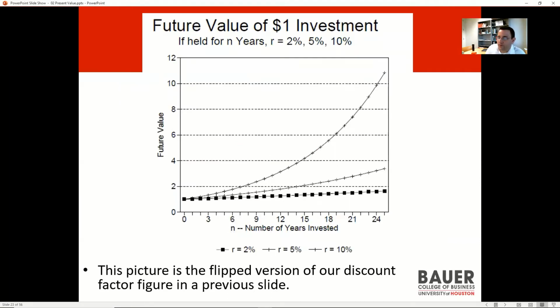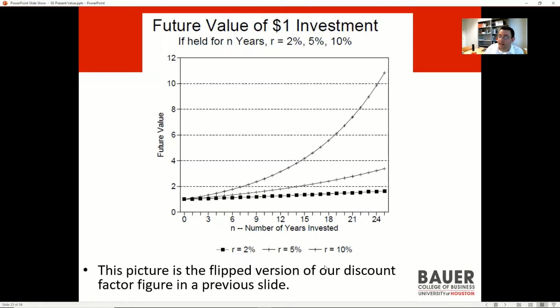Here's a picture of different future values. This is very similar to what I drew with discount factors. I use the same rates here. Here's a discount rate of 2%, a discount rate of 5%, and a discount rate of 10%. And instead of drawing how the discount factor changes over time, I'm showing what the future value is over time. So this is basically the flipped picture of the discount factor.